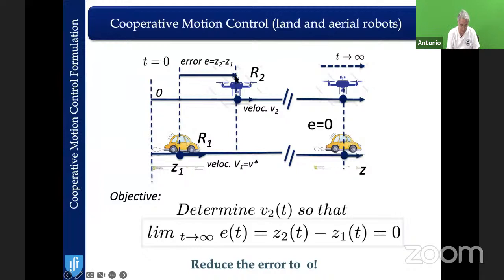So for example, if this guy is ahead, you have an error, which is Z2 minus Z1. But it could be to the other side, of course. But it doesn't matter, because what you wish to do is the following. Choose the speed of the quadrotor, V2, so that E goes to 0.